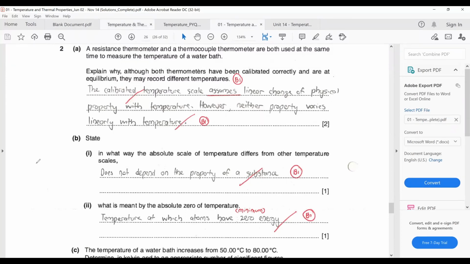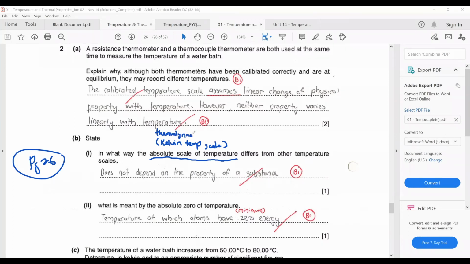Now, they ask you to state in what way the absolute scale of temperature differs from other temperature scales. The absolute scale of temperature is actually talking about your Kelvin temperature scale. Sometimes it's also called your thermodynamic temperature scale. They mean the same thing.